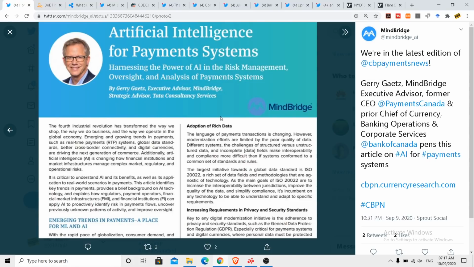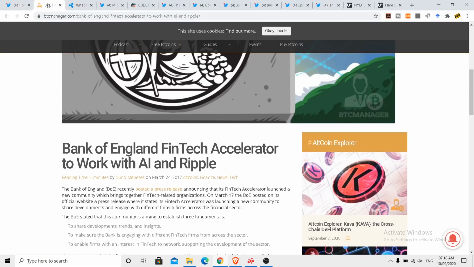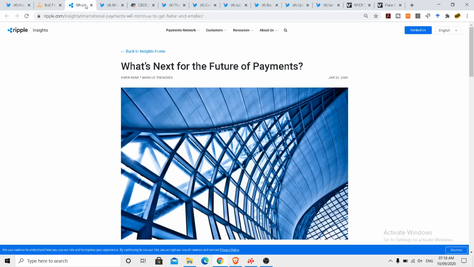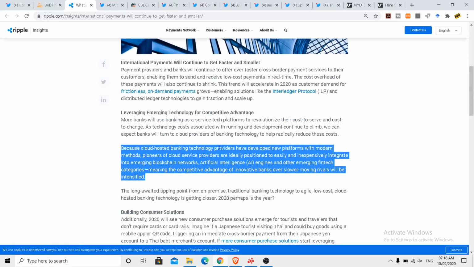So AI, artificial intelligence for payment systems, is one among the key topics of the day in the payment industry, and the whole thing is changing here. Where do you actually think this is taking us? It leads us, yes, of course, into the next-gen financial system using RippleNet, ILP, XRP Ledger, right? So that's where we are being led to.